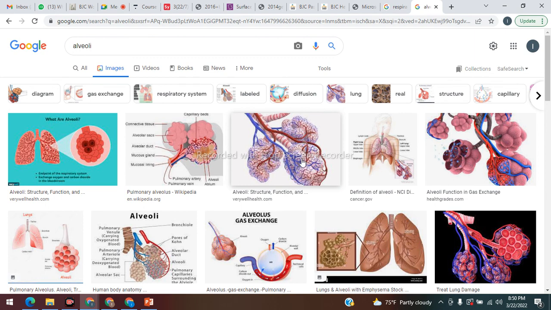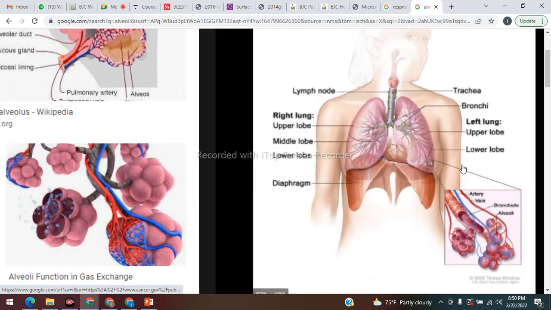So this is the alveoli. The alveoli are these air sacs. They are connected to the bronchioles. So this is it right there again.